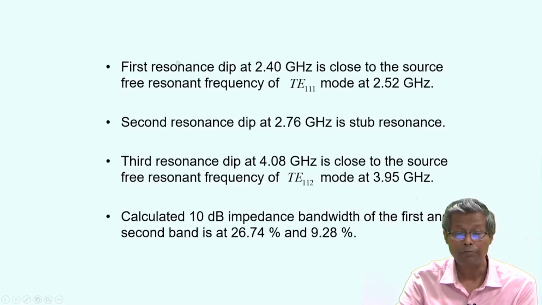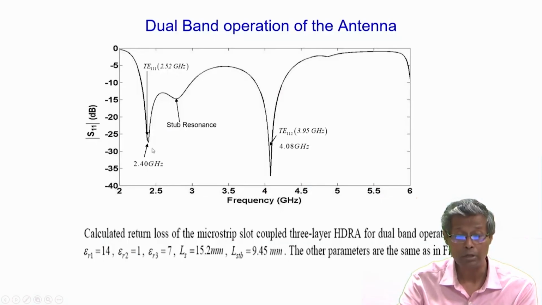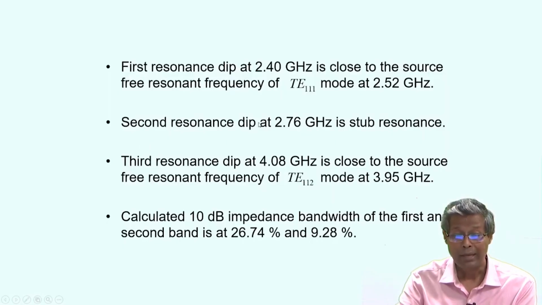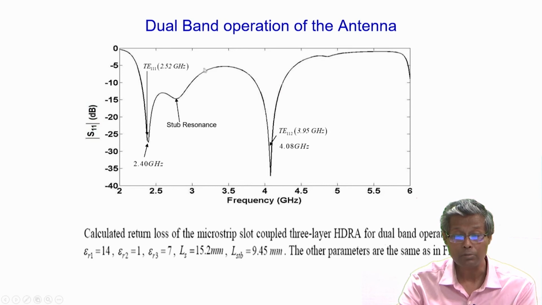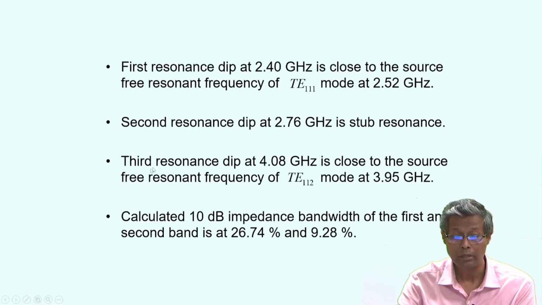So, we see that the first resonance dip at 2.4 gigahertz is close to the source free resonance of the T111 mode at 2.52 gigahertz. So, here is the T111 mode contribution. Next, the second resonance dip at 2.76 gigahertz is the stub resonance. This part is the stub resonance, which leads to the merger between these two modes and a wider bandwidth for the first band. So, this is the first band, and the second band is here, where the third resonance dip contributes to the second band.